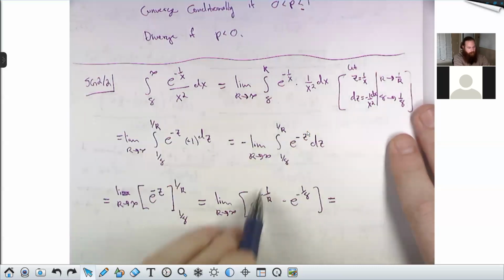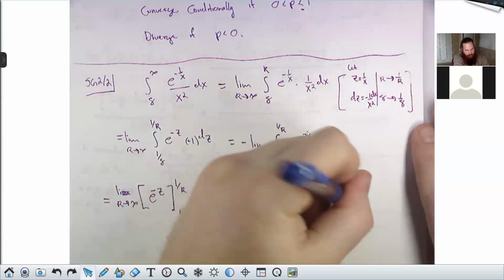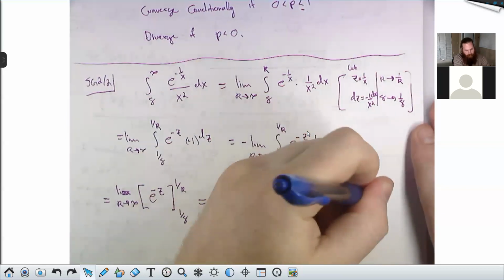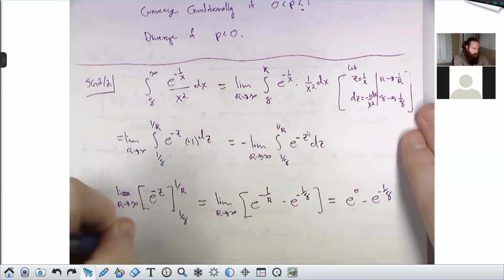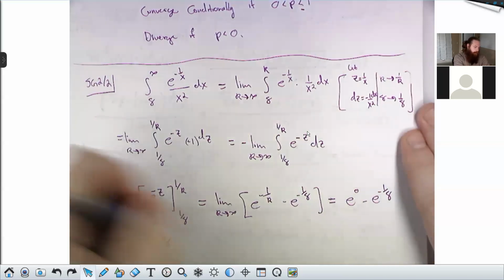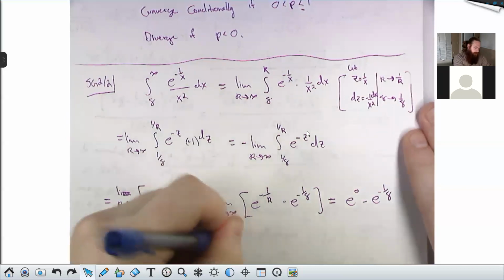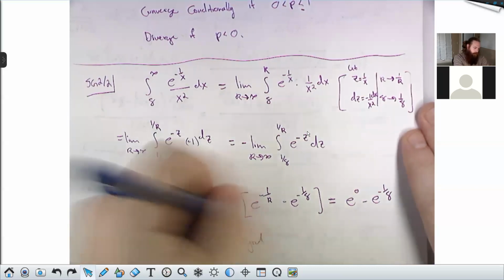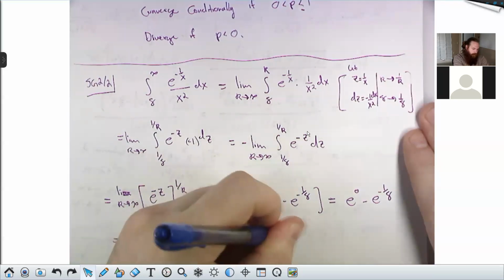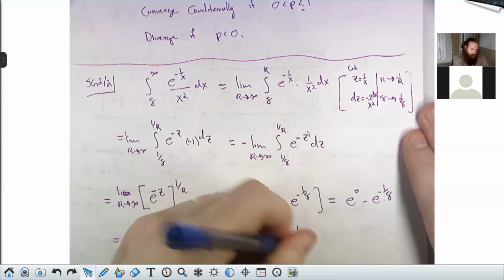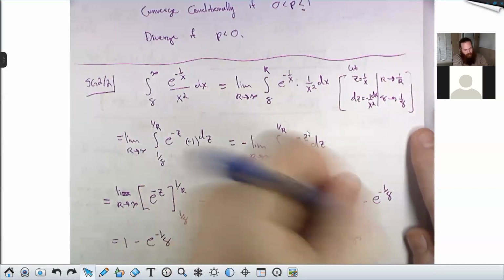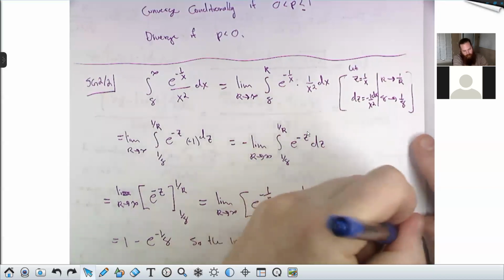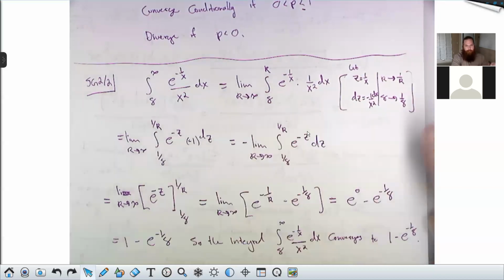As r goes to infinity, 1 over r goes to 0. So this is e to the 0 minus e to the negative 1/8, which is 1 minus e to the negative 1/8. So the integral from 8 to infinity of e to the negative 1 over x divided by x squared dx converges to 1 minus e to the negative 1/8. All right.